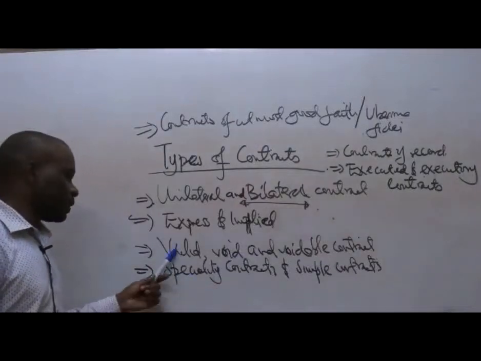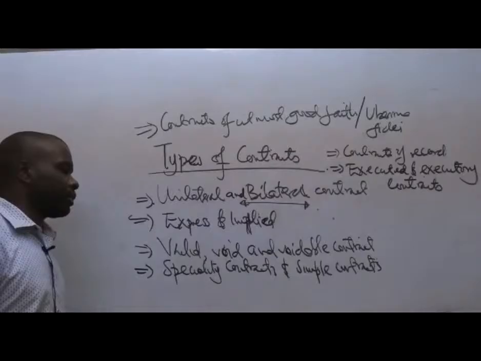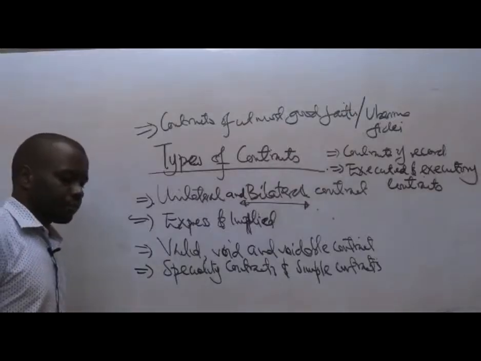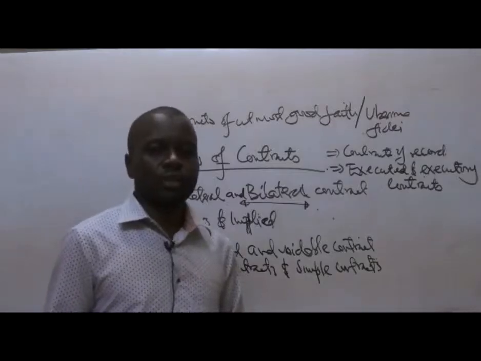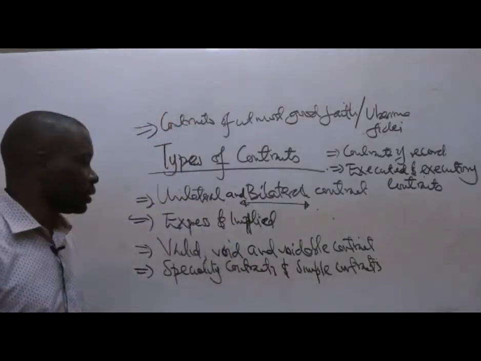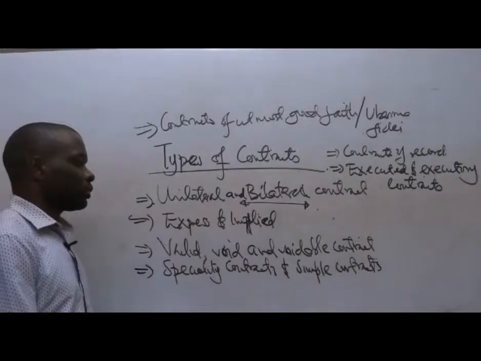So if it is valid, the essential elements are actually present. If it is void, it simply means that it doesn't have the essential elements of a contract. So it is a void contract or an illegal contract.